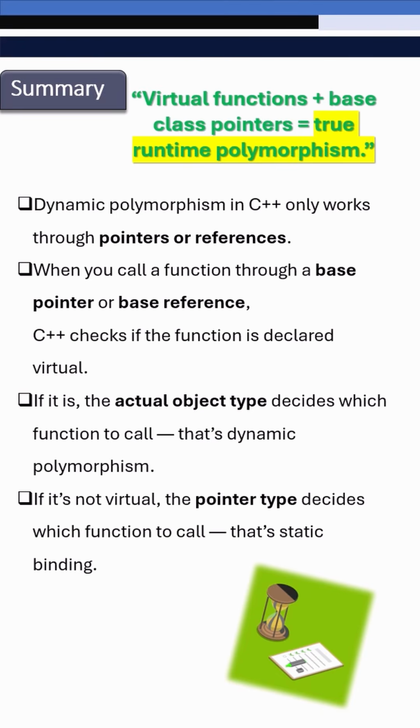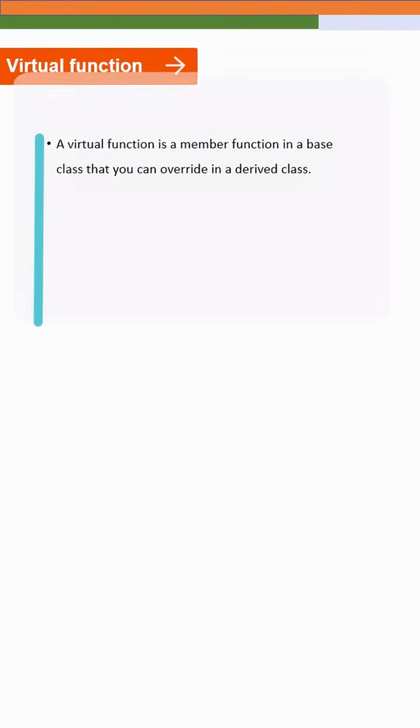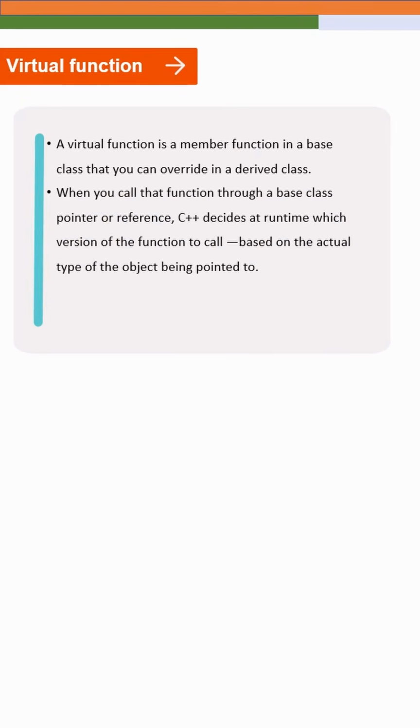Now that we have seen what happens without virtual, we are ready to understand how virtual functions will solve this limitation. So a virtual function is a member function in the base class that you can override in the derived class. When you call that function through a base class pointer or a reference, C++ decides at runtime which version of the function to call, based entirely on the actual type of the object being pointed to. So this process is called dynamic dispatch, or dynamic polymorphism, or runtime polymorphism.